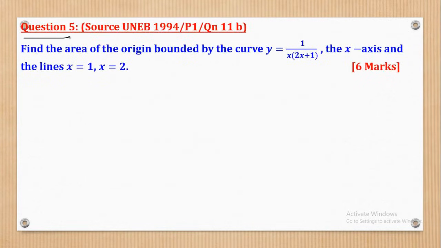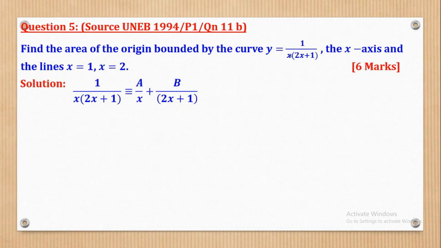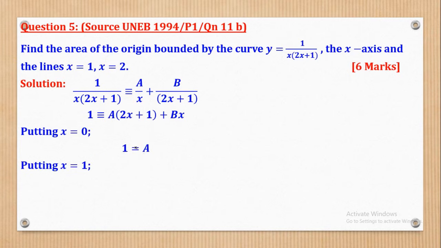So now we shall go to question 5, which came from UNEB 1994, paper 1, question 11b, and says find the area of the region bounded by the curve this, the x-axis, and the lines x equal to 1, x equal to 2. So in other words, they want us to integrate this, but you realize that the denominator is factorizable, so I'm going to first split into partial fractions, then get the numerator and get the constants. Putting x equal to 0, I'll come up with a equal to 1. Putting x equal to 1, I'll come up with that equation, but I already know a, so I'll substitute to get the value of b.